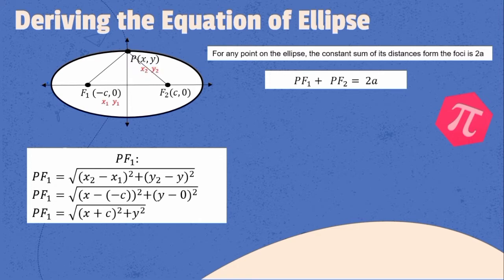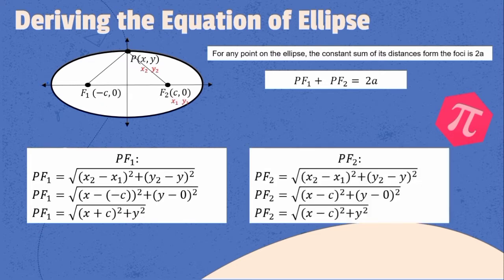X sub 2 is x, x sub 1 is negative c, y sub 2 is y, and y sub 1 is 0. And since negative times negative is positive, our final distance for the first focus going to a given point P is the square root of quantity x plus c squared plus y squared.